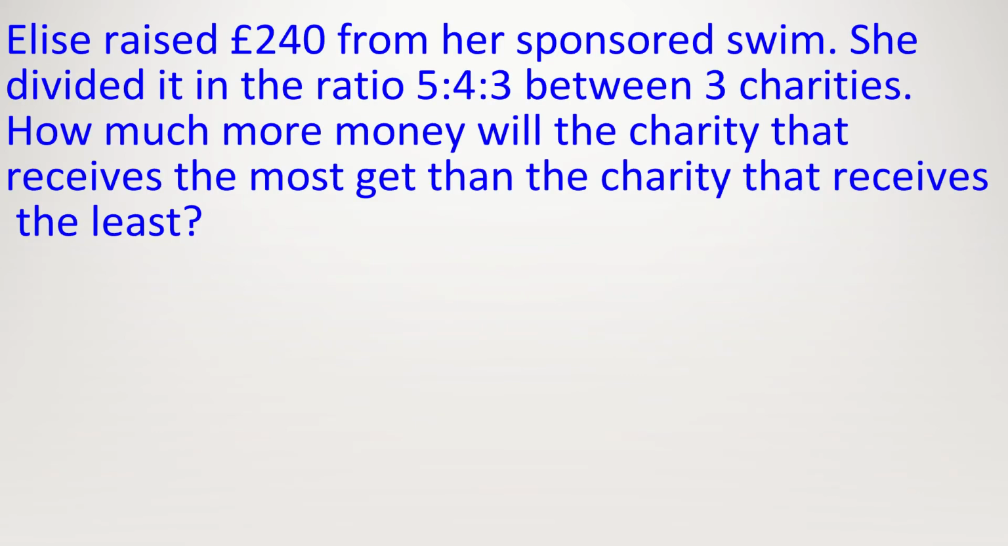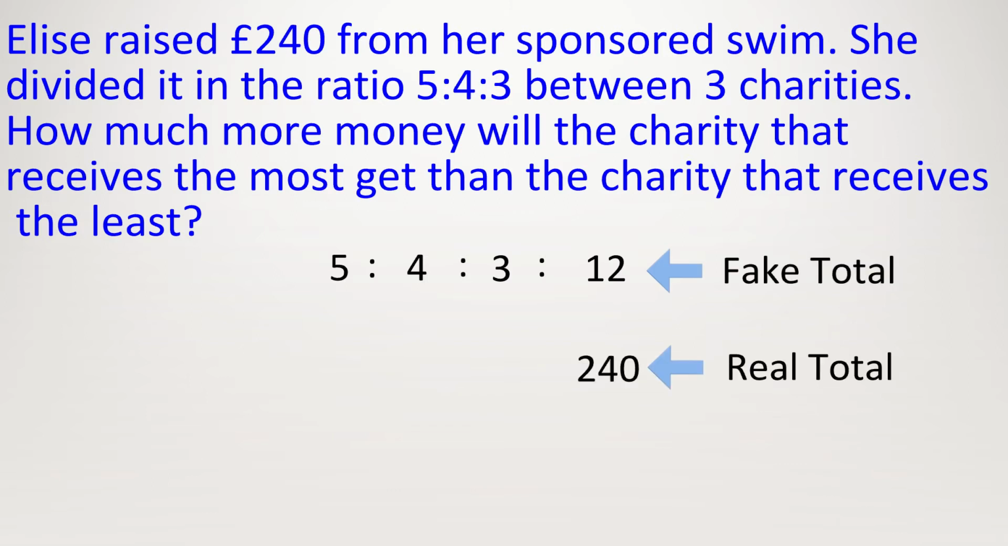Next question. Elise raised £240 from her sponsored swim. She divided it in the ratio 5:3 between 3 charities. How much more money will the charity that receives the most get than the charity that receives the least? In this question, there are a lot more words, but the ratio method is still the same. So first thing, we'll do 5 plus 4 plus 3. That is 12. This is the fake total. The real total is 240. Put that underneath. Now I will give you 10 seconds to finish it off.